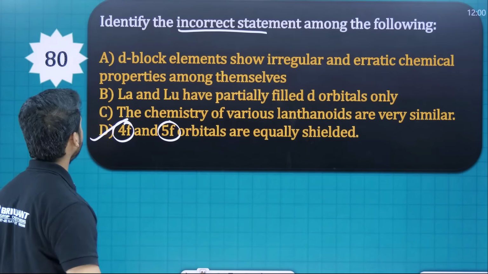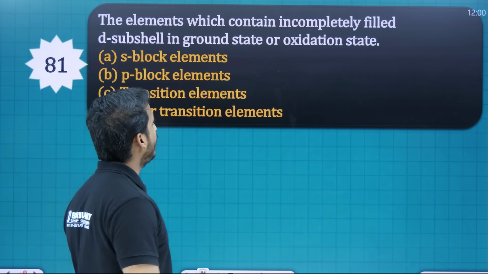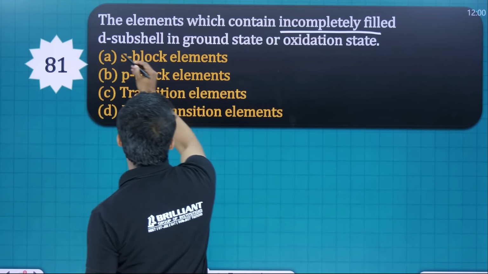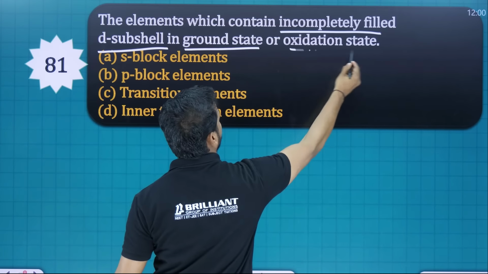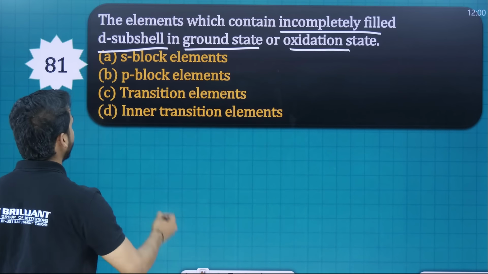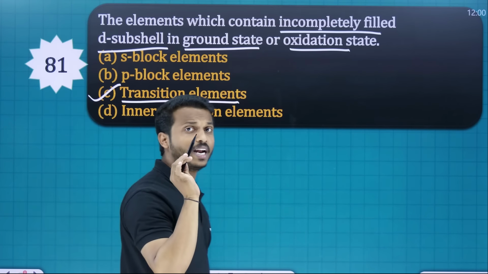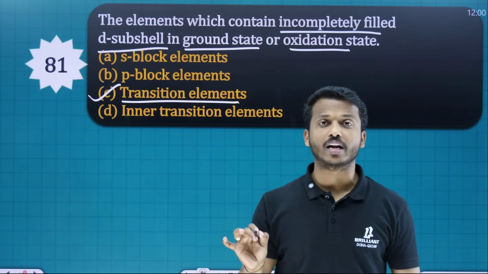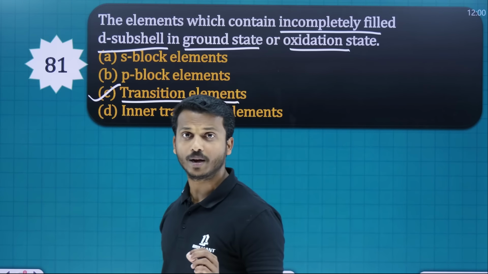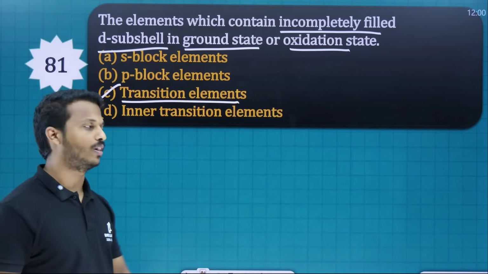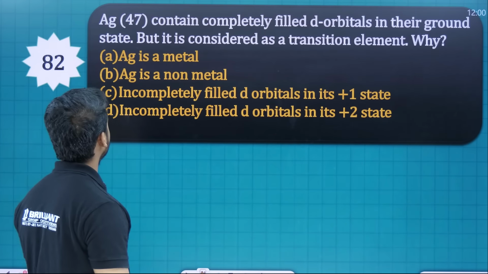The elements which contain incompletely filled d orbital either in ground state or in their oxidation state, what do you call them? Transition elements. If it wants to be a transition element, the element should contain incompletely filled d orbital either in their ground state or in their oxidation state.